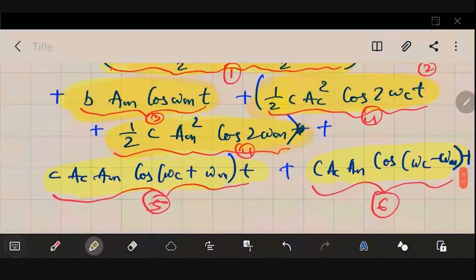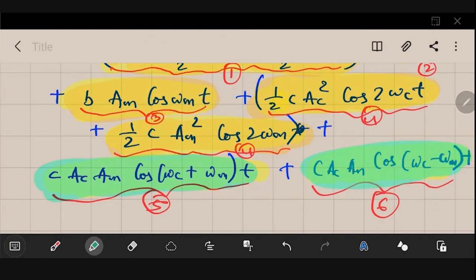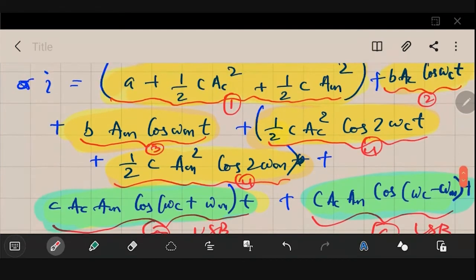So after that, if you see these two components, component number 5 and 6, you could see that these are the modulated signals. You could see the upper sideband, and then you could see the lower sideband. So this is the upper sideband, and this is the lower sideband, as you could see. Okay. So tell me, out of these components, which ones are wanted and which ones are unwanted, which we want to cancel.